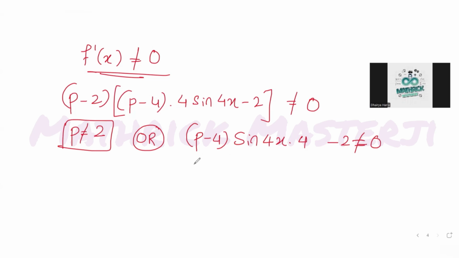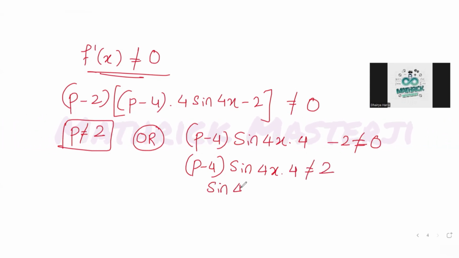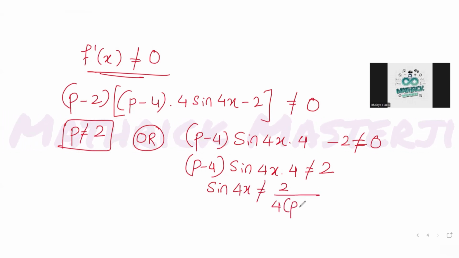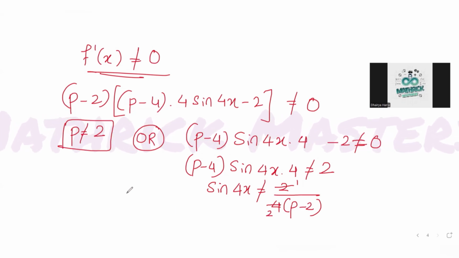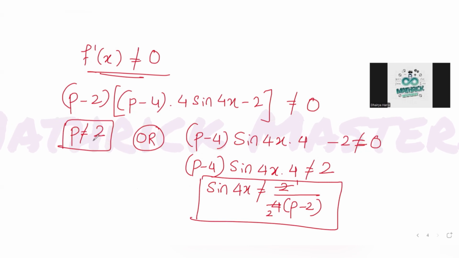That gives me (p minus 4) sine 4x times 4 is not equal to 2. So if I take everything else on the other side, I get sine 4x not equal to 2 over 4(p minus 2). So 2 and 4, if I cancel out, I get 1 over 2. So either this is not equal or this is not equal.